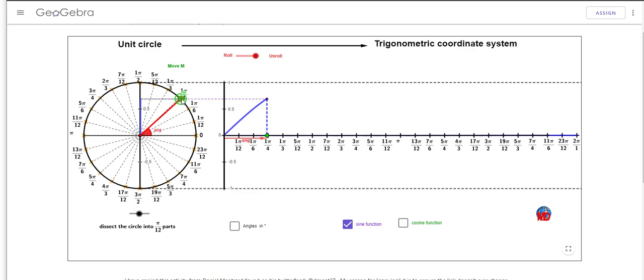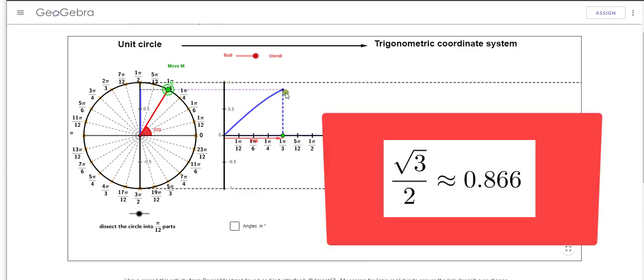We continue rotating this to pi over 3, and at pi over 3, if we were to compute the sine of pi over 3, that's the square root of 3 over 2, which is, I believe, 0.8 something. And you see that that's reflected on the graph. So here we have the independent variable pi over 3, and the dependent variable is the sine of pi over 3, which is the square root of 3 over 2, or about 0.8 something.